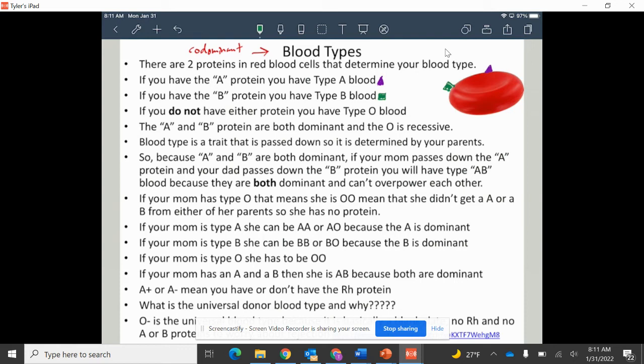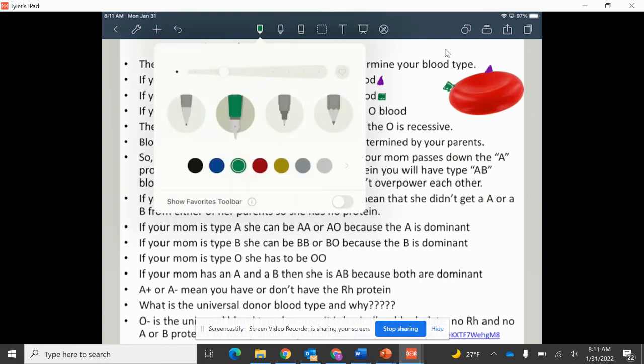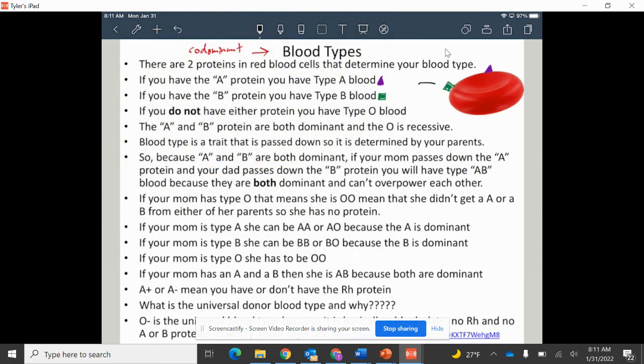But what if you have both? Well, because they're codominant and the B protein is present, the A protein is present, you would actually be called type AB. So that's a blood type. You can be type A if you have the A protein, type B if you have the B protein, or you can be type AB if you have both.